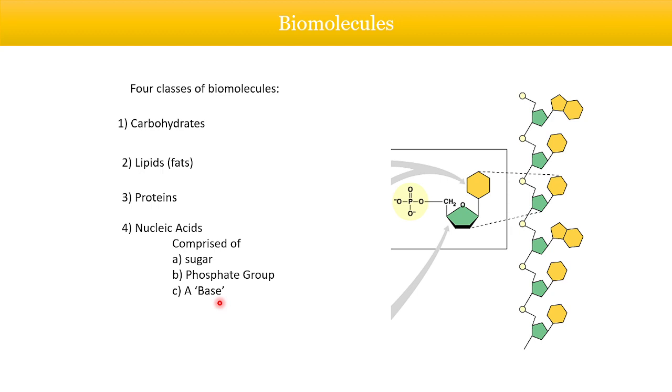But this is a monomer. Actually, your DNA and RNA stay in the form of polymers, so they are linked by phosphodiester bonds.